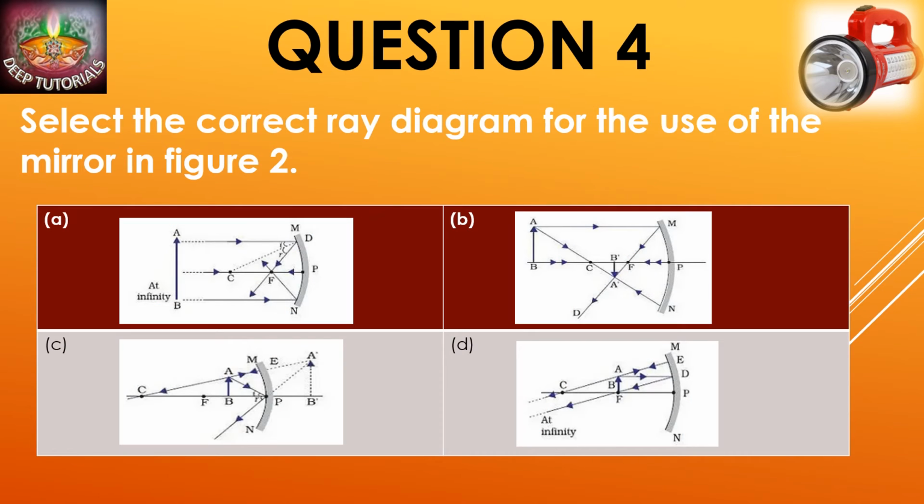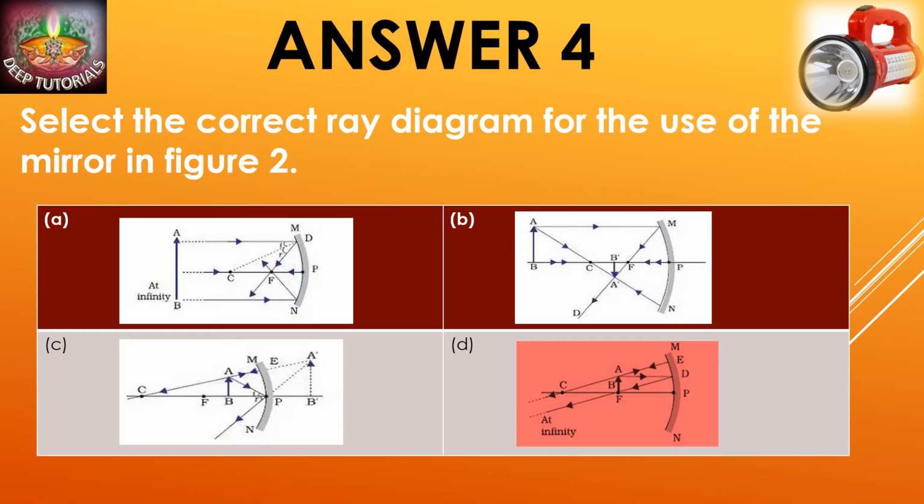Moving on to question number 4. Select the correct diagram for the use of the mirror in figure 2. Your 4 different options are given. Now recall the figure 2 is in reference to a torch. Now let's understand the solution to question number 4.